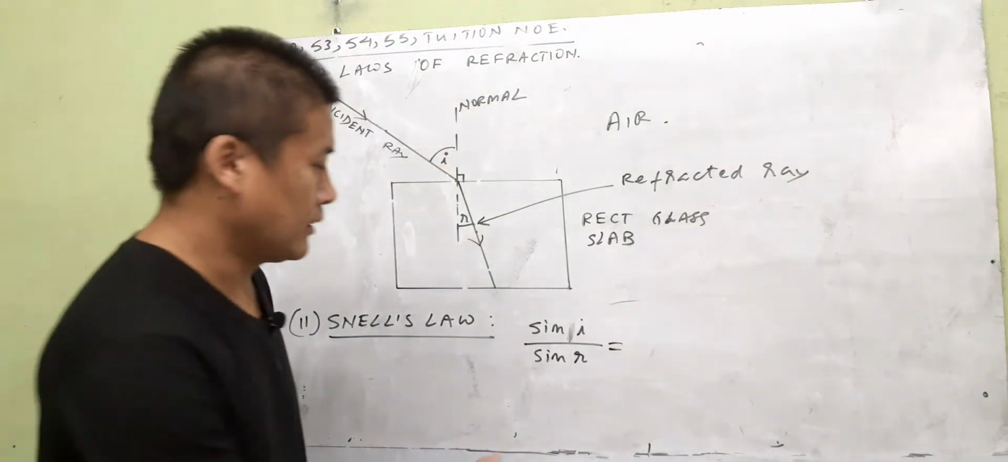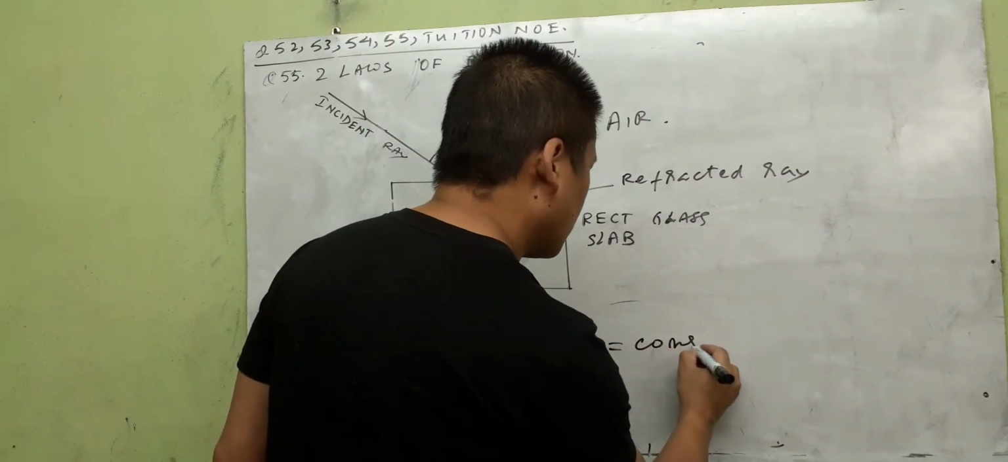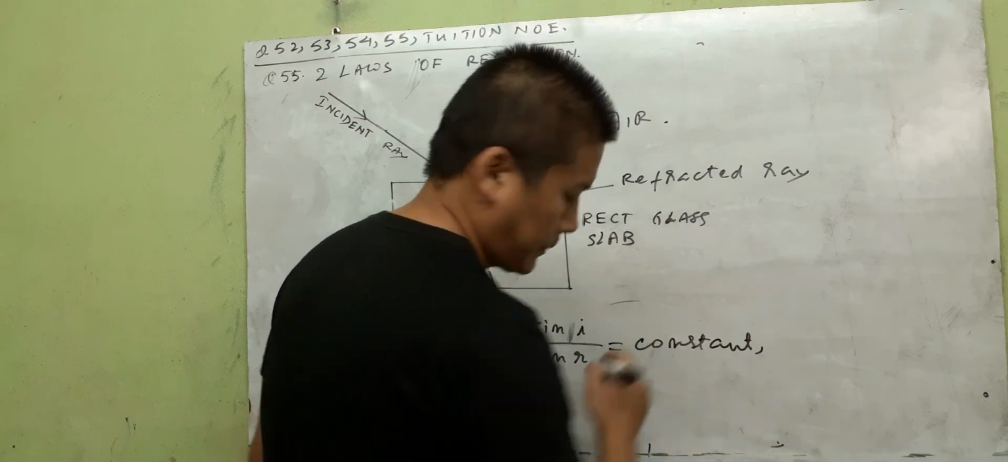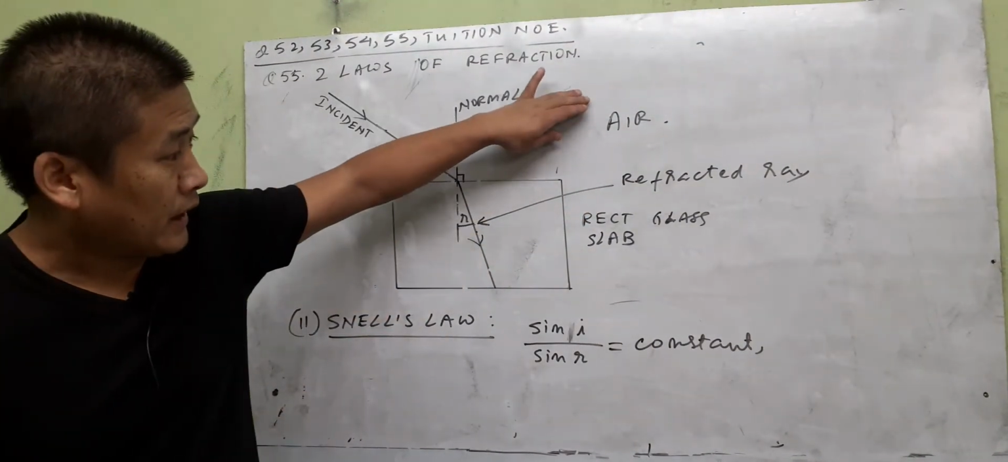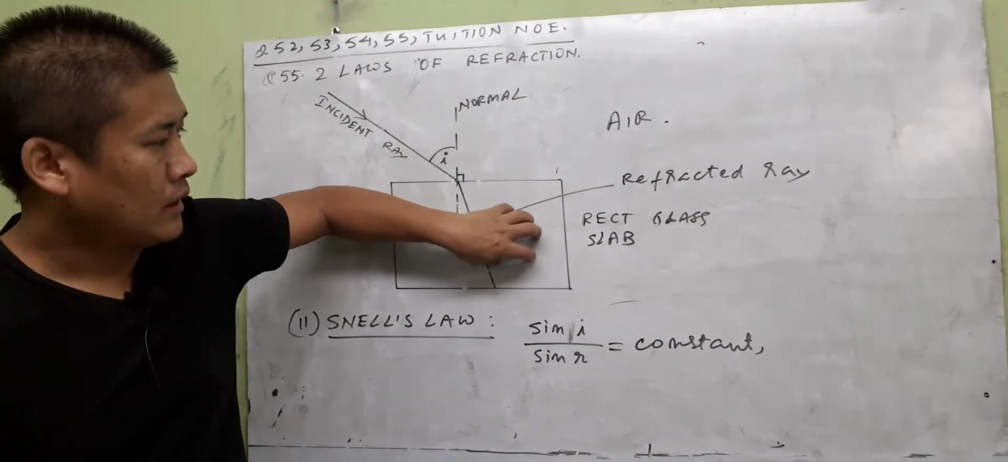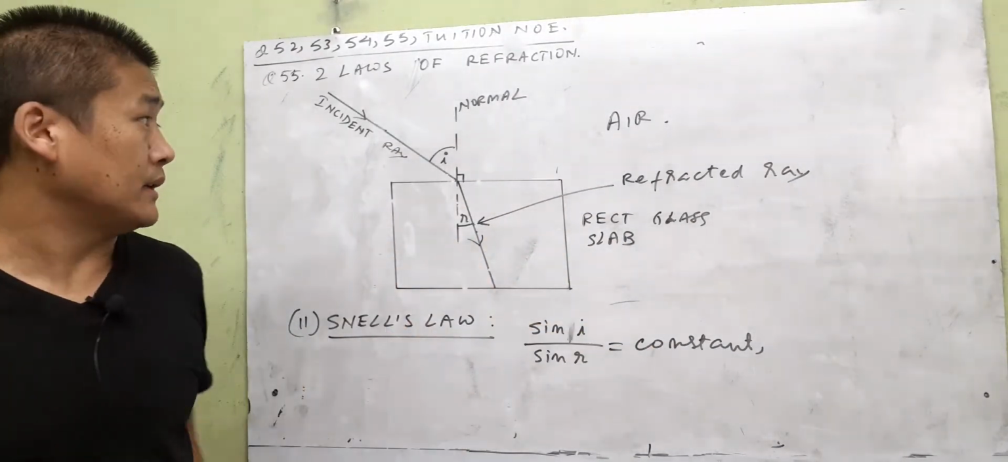This will be a constant always. It will be a constant for a given pair of media. For air and glass of the same quality, it will be a constant. It means this, okay?